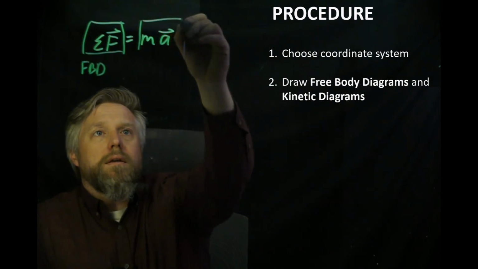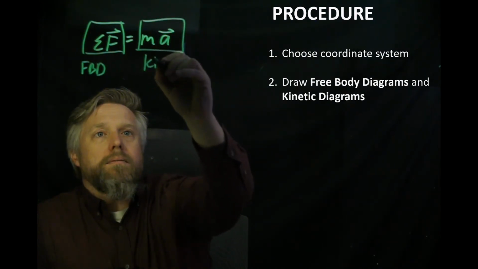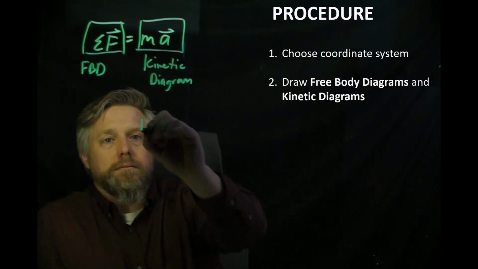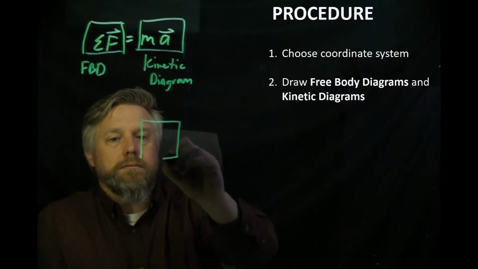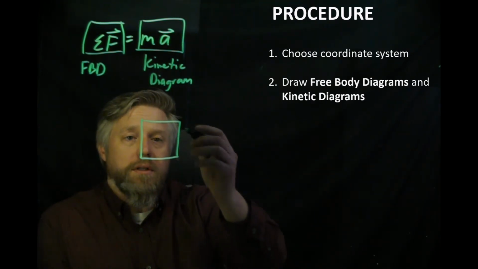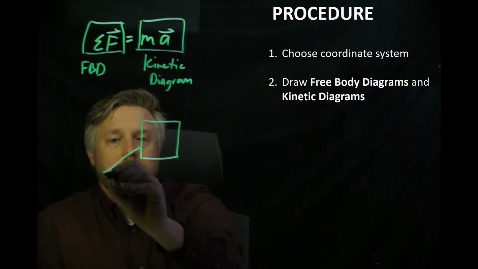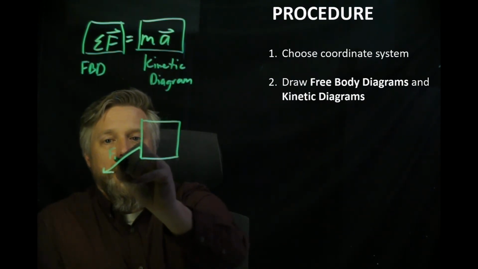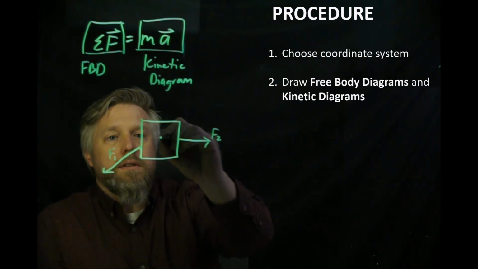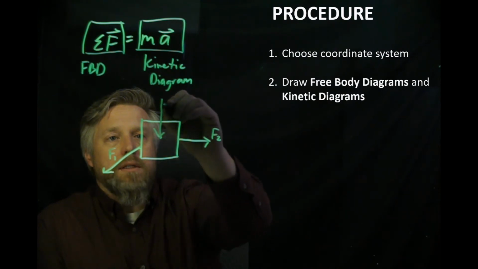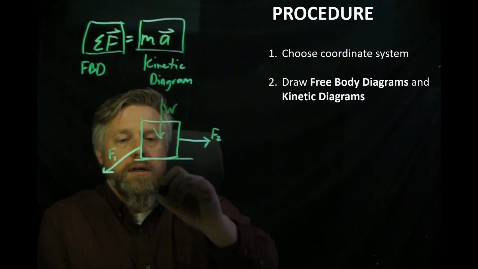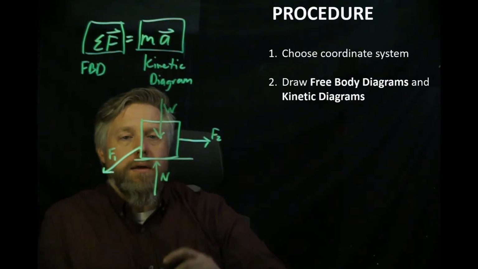And this side we draw a kinetic diagram. Okay, let me give you an example. If we had a block and that block had some forces applied to it. Let's say it had a force pulling it down this way, I'll call that F1. We had a force pulling it this way, F2, and then let's say we had its weight pulling it down. And perhaps it's also sitting on something. We have a normal force pushing back up.